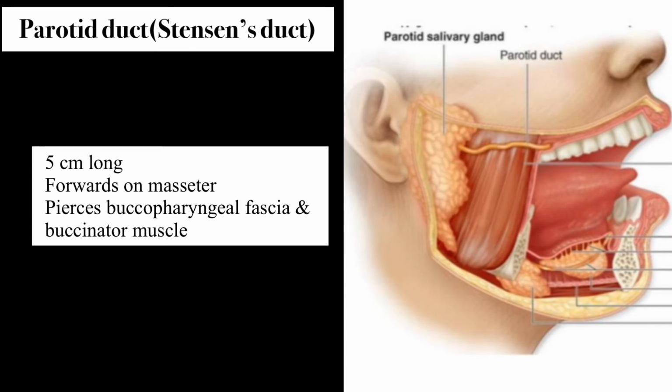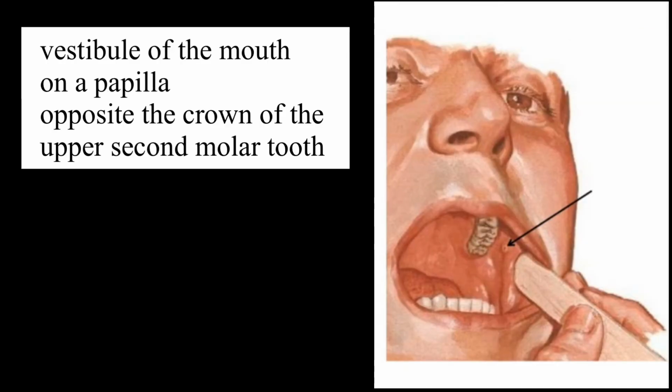At the anterior border of the masseter, it turns abruptly medially, passing through the buccal pad of fat, piercing the buccopharyngeal fascia and the buccinator muscle. Finally, the duct passes obliquely forward between the buccinator and the mucous membrane of the cheek and opens in the vestibule of the mouth on a papilla opposite the crown of the upper second molar tooth. In this diagram, you can see the opening of the parotid duct in the vestibule of the mouth on a papilla opposite the crown of the upper second molar tooth.